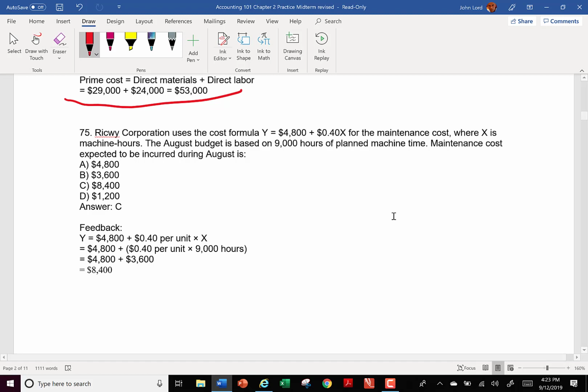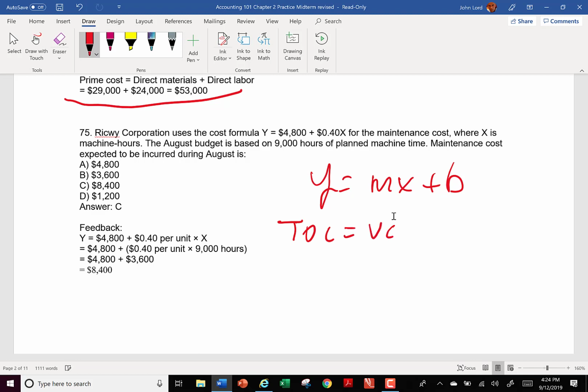Rickway Corporation uses a cost formula for its maintenance costs where X is the machine hours. The August budget is based on 9,000 hours of planned machine time. Maintenance costs expected, therefore, for August is going to be what? And remember, we use our Y equals MX plus B. To put it in the context of what we're talking about, total overhead cost equals variable cost times the driver, direct labor hours, units, plus the fixed cost, right? So you plug in those elements here.